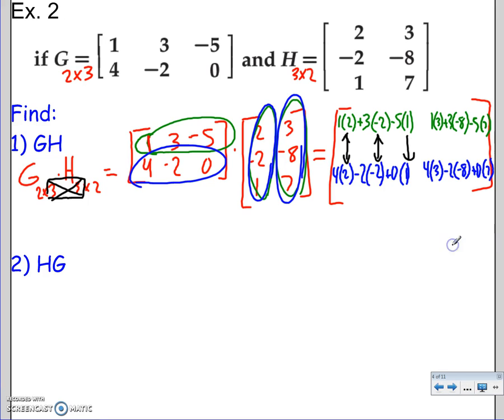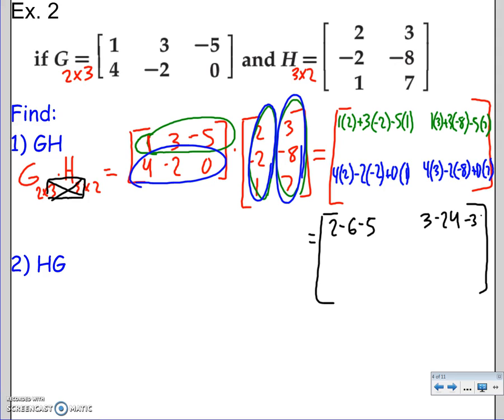Alright, so now I'm going to simplify each one. I'll do it step by step. So that would be 2 minus 6 minus 5. Over here, that's 3 minus 24 minus 35. This is 8 plus 4 plus 0, which doesn't mean anything. This is 12 plus 16 plus 0, which doesn't mean anything.